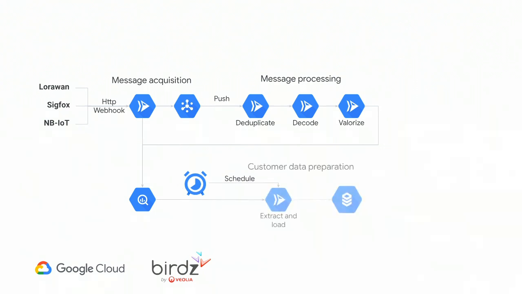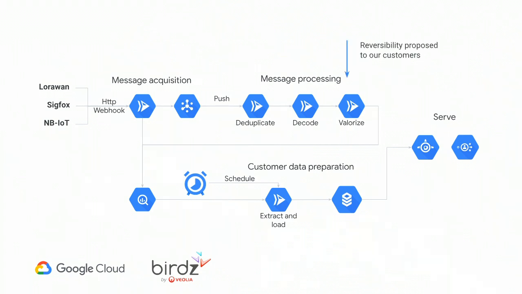Periodically, a scheduler triggers a container to extract the data from BigQuery and to load them to a low latency database for serving our websites. The customers who want to host and process the decoding by themselves have the capability to deploy this part on their cluster with Knative, and it could be on GCP or on another cloud provider or even on-premise.